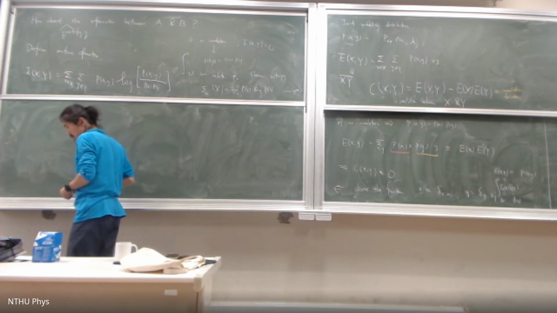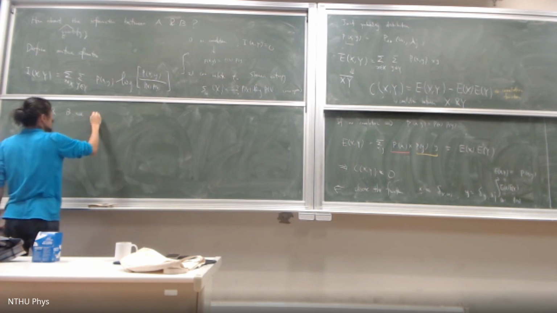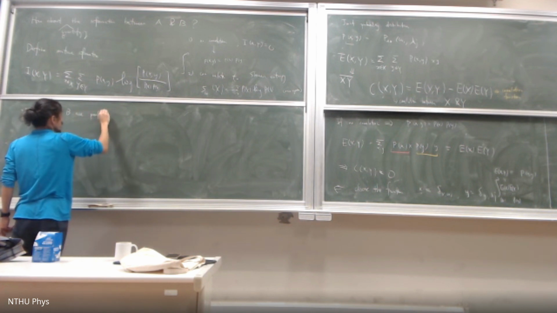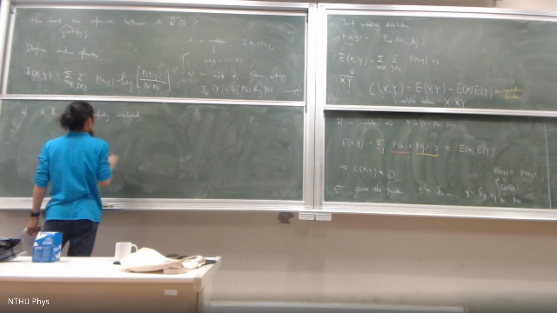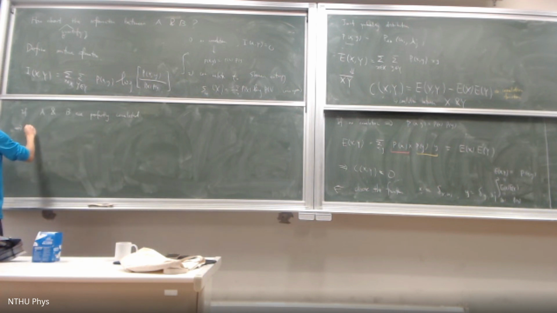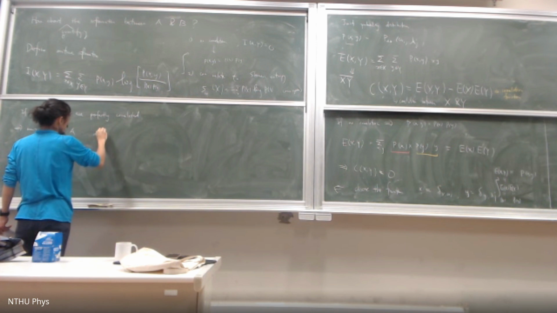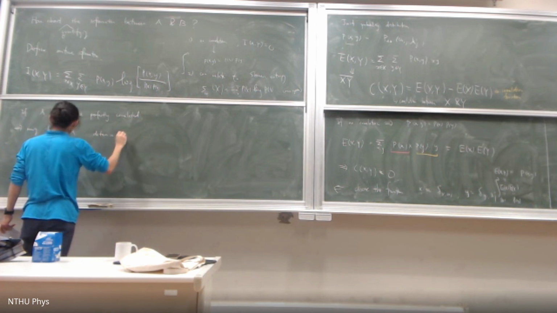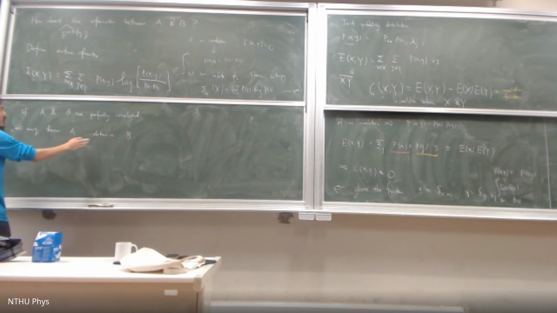I can do the setup. So if A and B are perfectly correlated, meaning knowing A also determines B. In other words, the possible outcome in A, if I know, then I know the outcome in B.